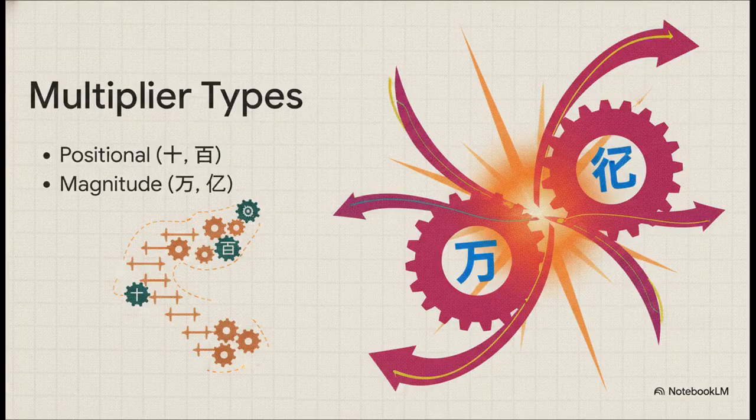Now, alongside standard digits 0 through 9, our little state machine has to process two very distinct types of multipliers that actually dictate the mathematical rules of the string. First, we have positional multipliers. These represent the smaller standard values, like 10, 100, or 1,000. And then we have magnitude multipliers. These represent those massive jumps, like 10,000 or 100 million. The sheer elegance of this code is how perfectly it categorizes these two behaviors, applying distinctly different mathematical logic depending on exactly which type of multiplier the state machine hits.